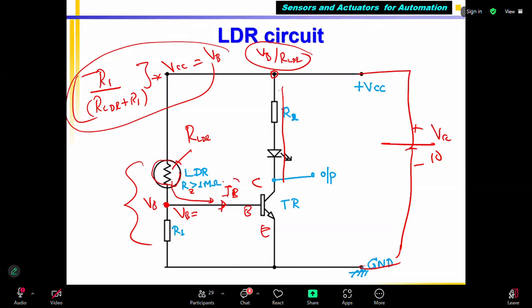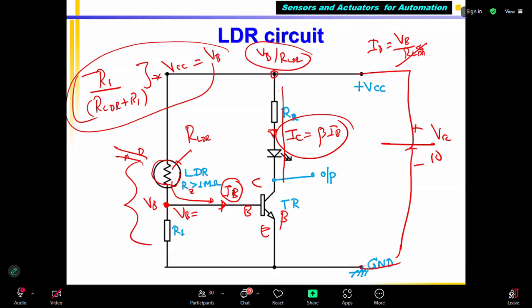Okay. Now that current is known. That will be multiplied by beta times. Here IC is flowing. IC equal to beta times IB. Okay. Now if light is varying, what will happen? In this case, IB equal to VB divided by RLDR. Correct? The LDR values vary depending on light intensity. So the IC output current will vary if light intensity varies. 0 to 100 lumen, if you vary the light, automatically IB going into the base will vary. Automatically IC will vary. IC equal to beta times IB. So this is how you can measure the change in resistance of the LDR, which is proportional to light intensity.